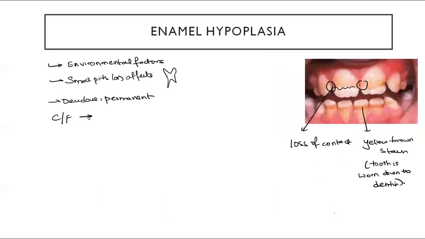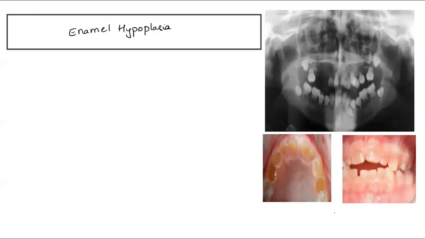Now coming to enamel hypoplasia, it has no role with any hereditary conditions. It's mainly related to environmental factors. You can see small pits or defects that will affect the entire tooth. Clinical features are lack of contacts, rapid breakdown of the occlusal surface, and yellowish brown stains. You can see it in almost all the teeth in that picture. It means the tooth has been worn out to the dentin.